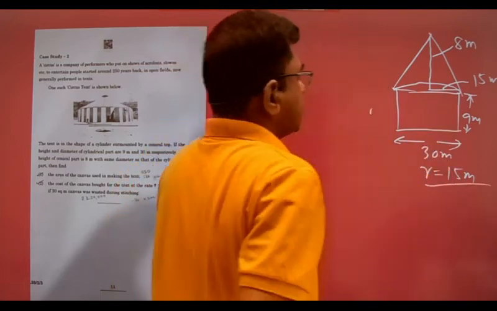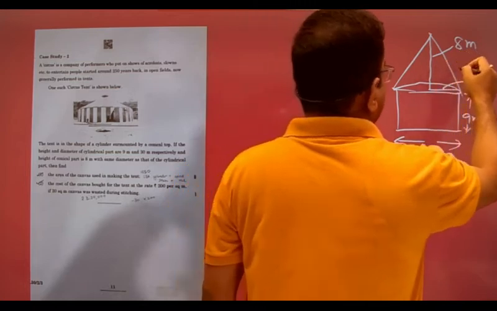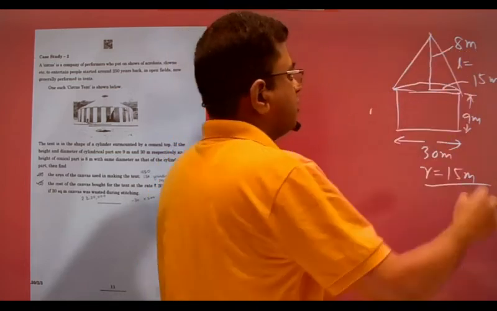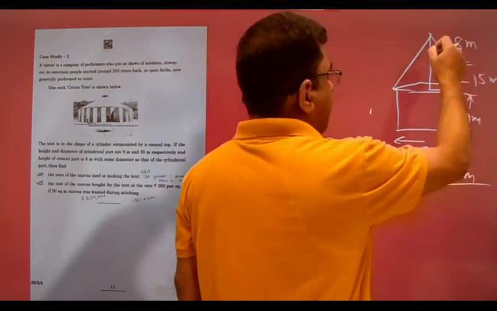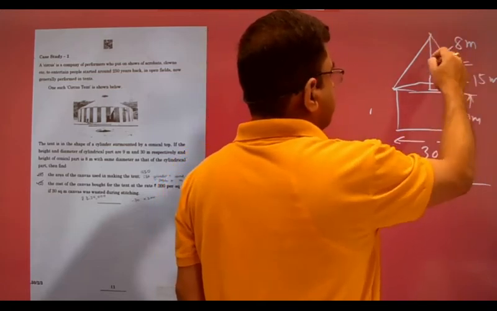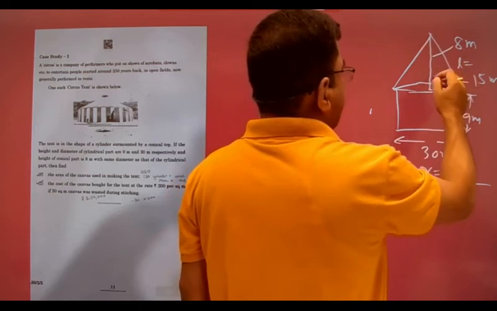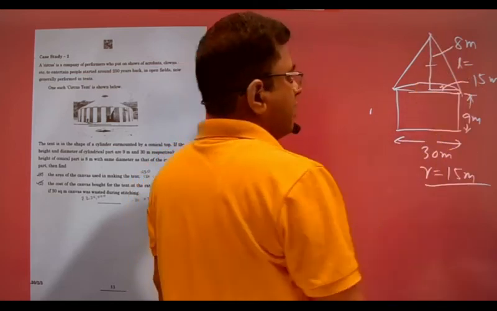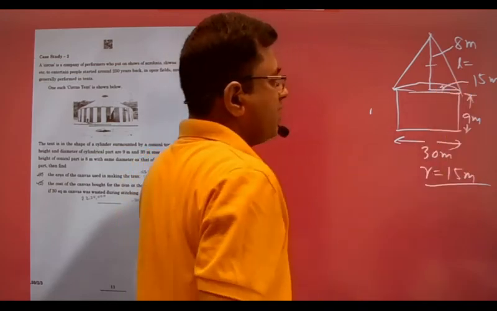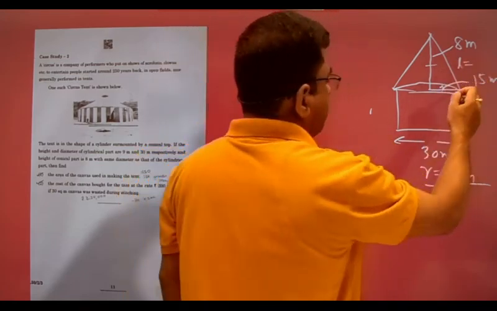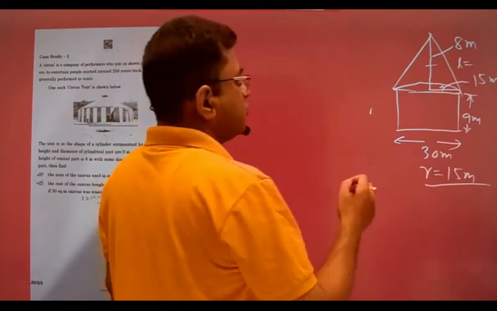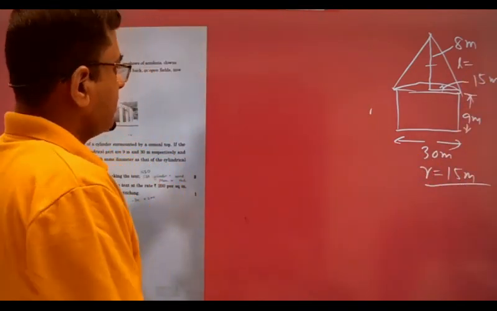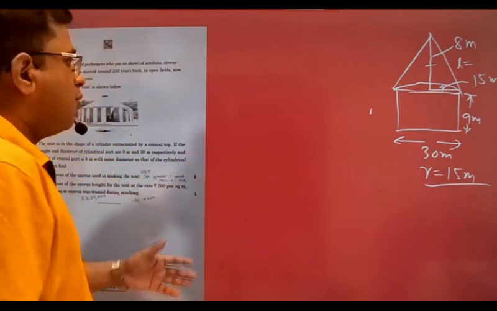Okay. So here you can find out the length of the slant height. This is the slant height. If you apply the Pythagoras theorem in this right angle triangle, you know the other two sides. This one is 8 meter, this one, the radius, is 15 meter. So you can find out the slant height. So slant height is root over 8 square plus 15 square. So how can we find that out?